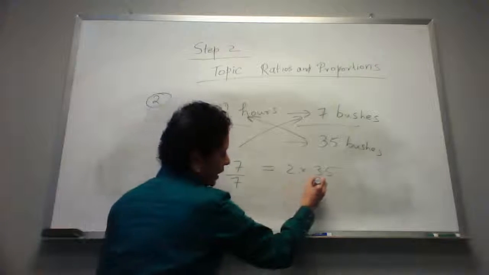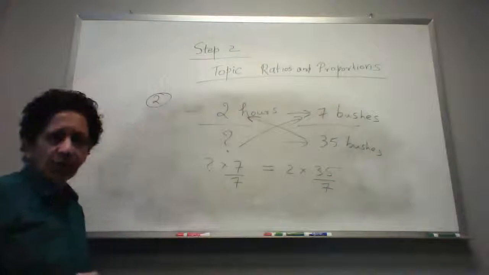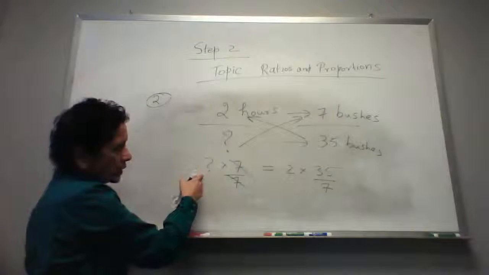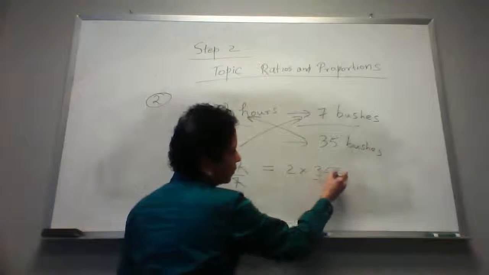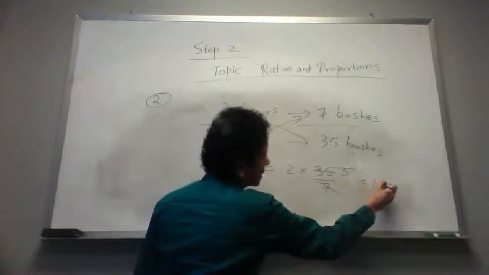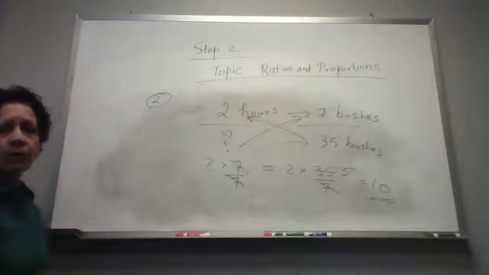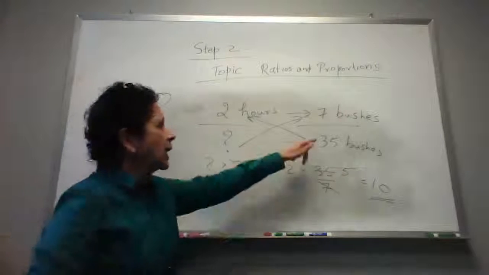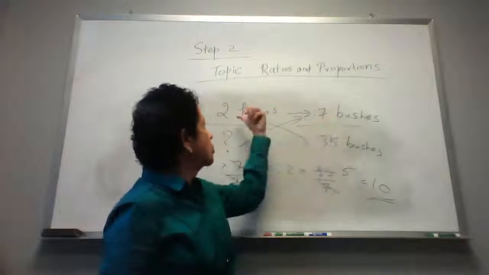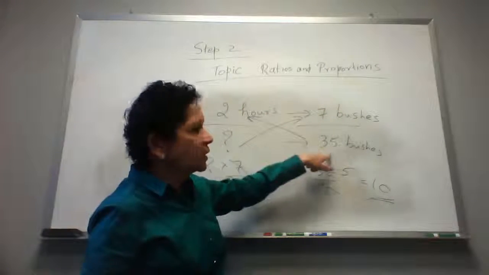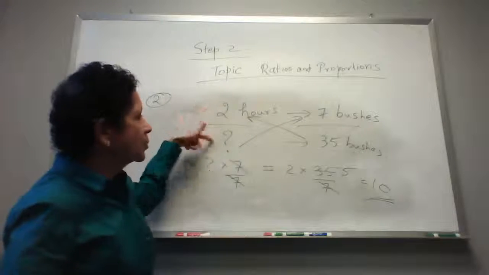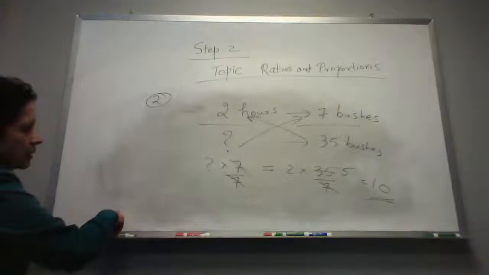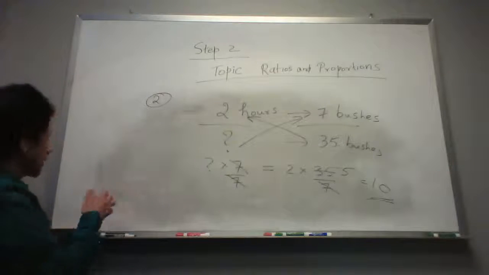To be fair, I need to do the exact same thing to the other side, right? So I can cancel 7 and 7, right? I've got the question mark. So here, this will go 5 times. 2 times 5, that is 10. So it'll take 10 hours, okay? And you can kind of intuitively see that, for 7 bushes, 2 hours, 5 times 7 is 35, so 5 times 2 is 10, right? So you can kind of see that this answer actually makes sense.